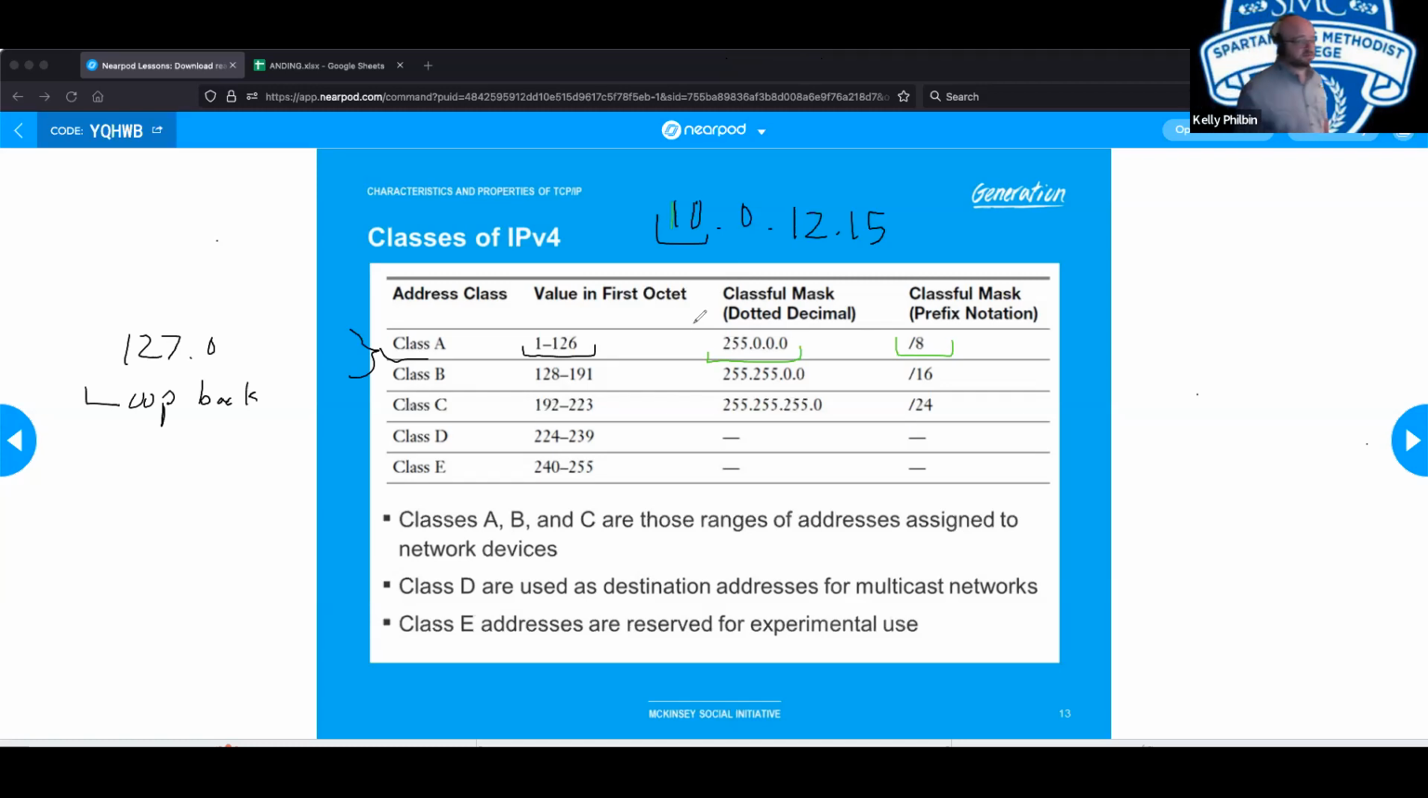Yes, Jessica. I'm sorry. The loopback always gets me. Could you just explain that one more time, please? Okay, so loopback would be 127.0.0.1 to 127.255.255.255. That is the loopback range.